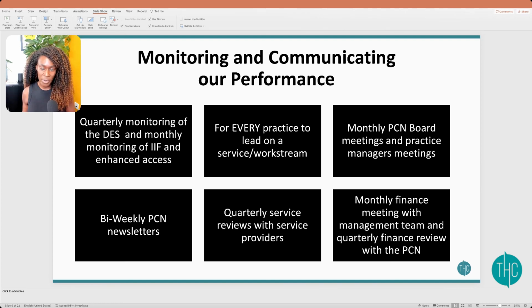Okay, next up, I've called this just monitoring and communicating our performance. So again, this is just a reminder of what we said that we were going to do, and it just ties into the governance. Again, this is just to preempt anybody saying, I didn't know. You can say, well, we do have a monthly this, and we do have bi-weekly newsletters, and we did have this meeting, and here are the minutes, and just reminding people of the mechanisms that are available to communicate the network's performance. And so people understand what's going on.